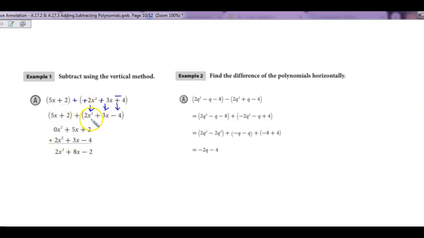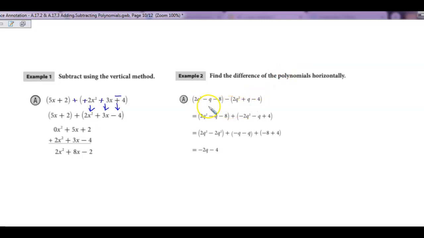I have a 2x squared, but I don't have an x squared in this one. So that's why they have this 0x squared plus 5x plus 2. And then we have our 2x squared plus 3x minus 4. And now it went from a subtraction to an addition problem. So 0 plus 2 is 2x squared. 5 plus 3 is 8x. And then +2 minus 4, that's a -2.